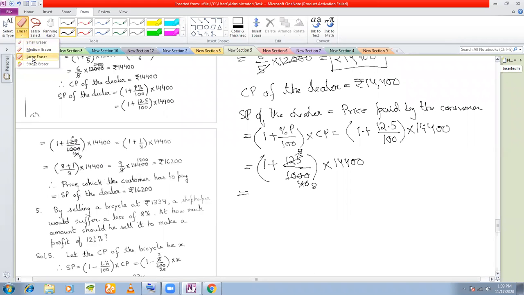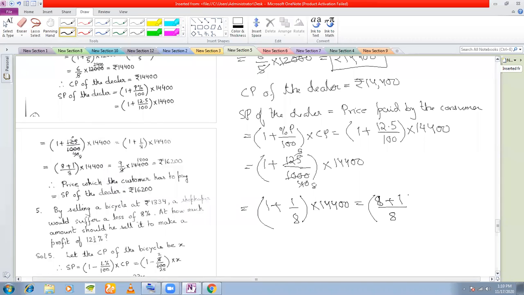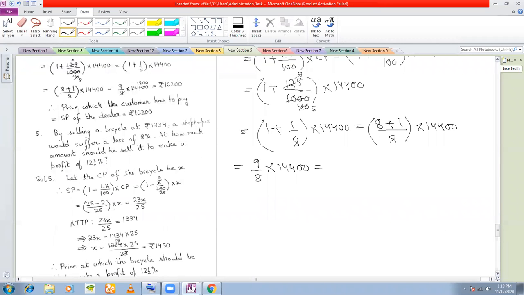So what you're getting here is 1 plus 1 by 8 into 14,400. Now you can take the LCM. You will get 8 plus 1 by 8 into 14,400, which is 9 by 8 into 14,400. Now you can cancel here. This will cancel with 8, giving 1800, and 1800 into 9 will give you 16,200.